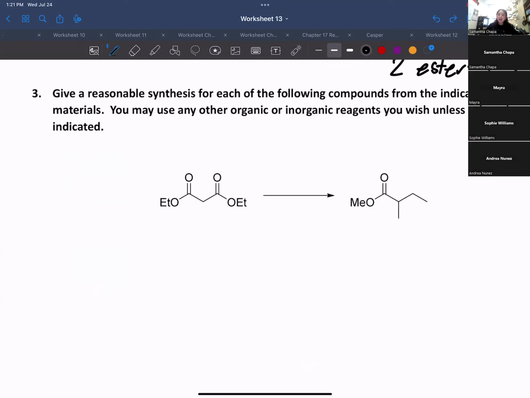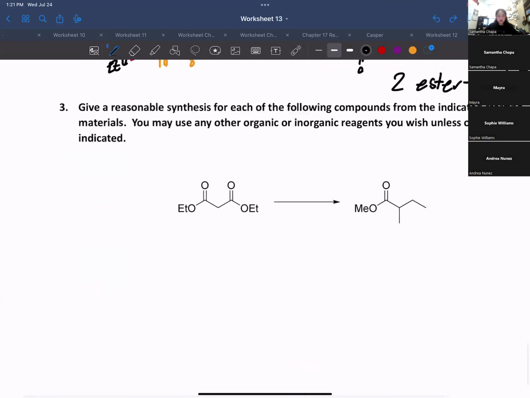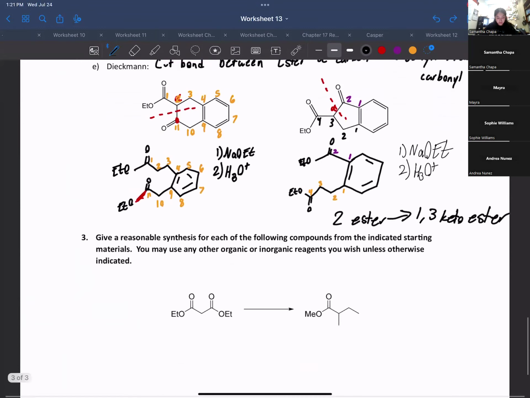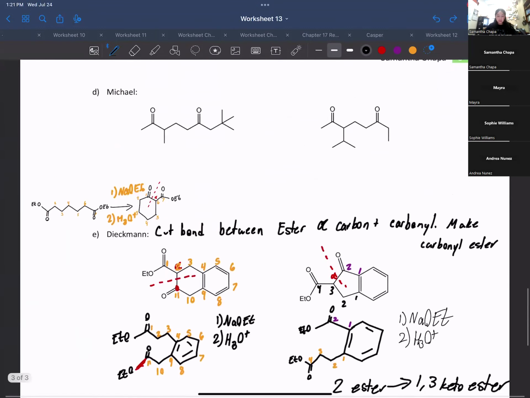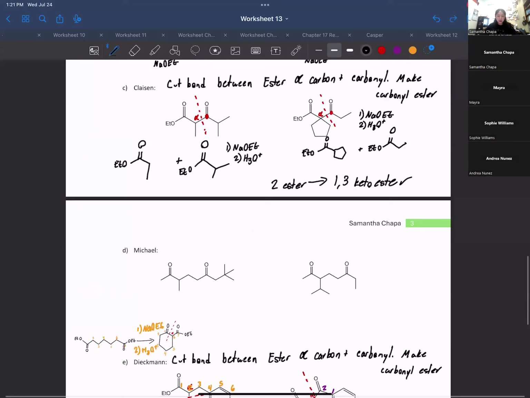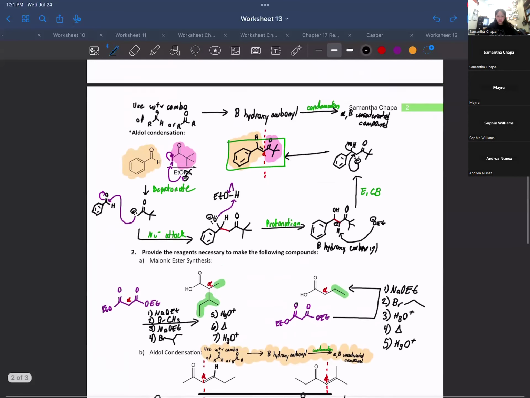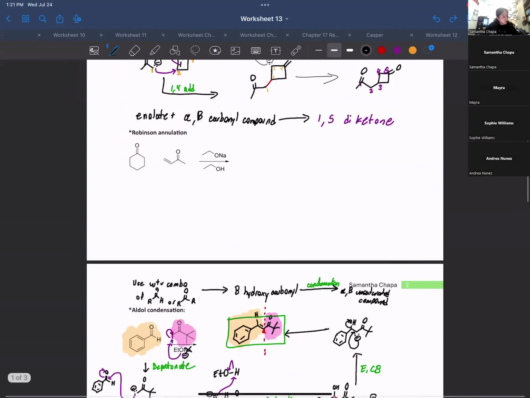Yeah, the malonic ester one. Yeah. Perfect. Okay, so then you guys got that one. And I'll probably send the finished worksheet after this anyways. But then let's do the Michael reaction.